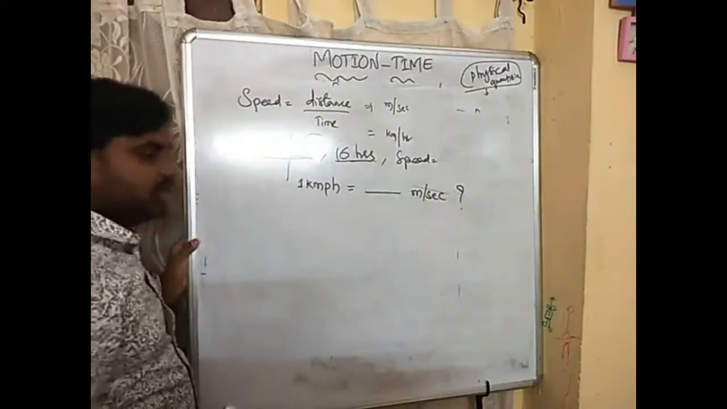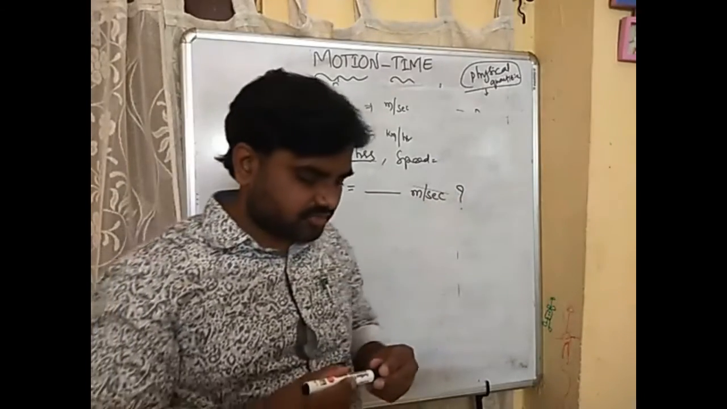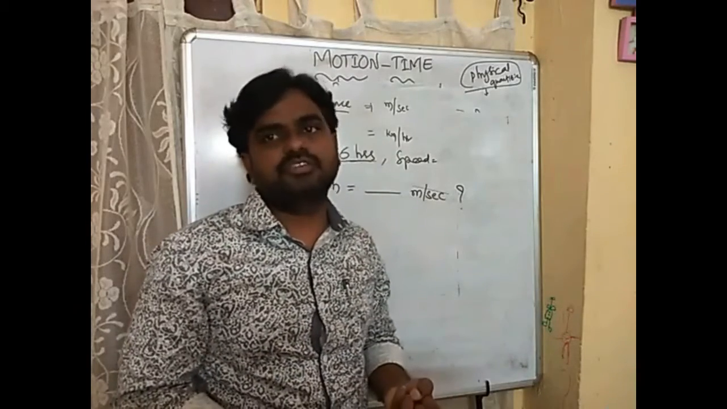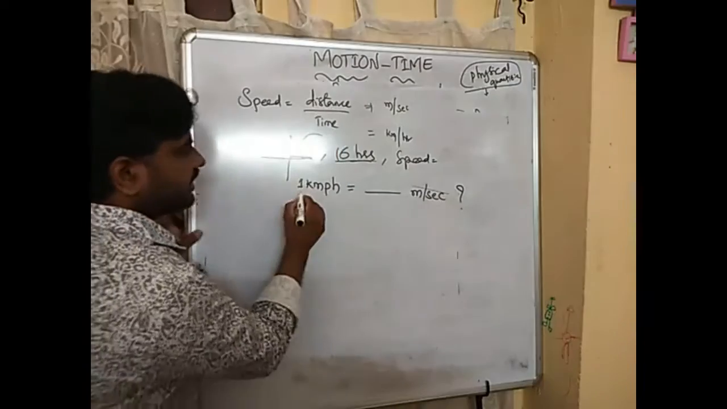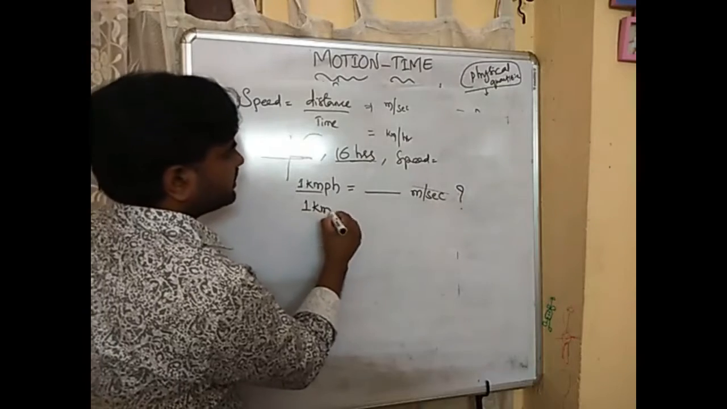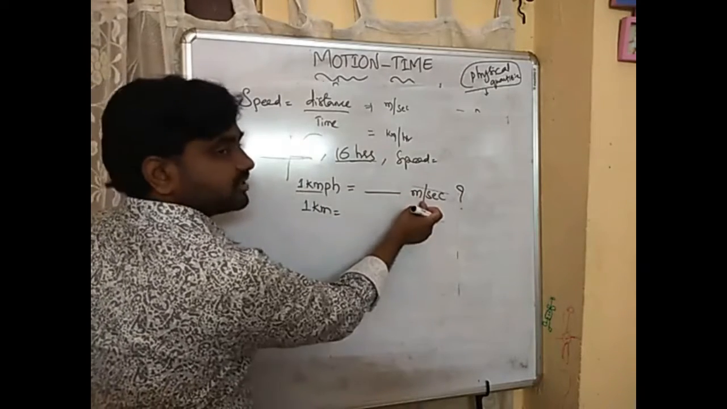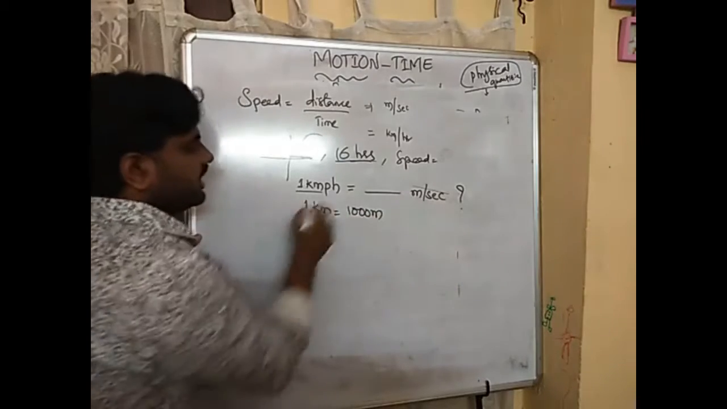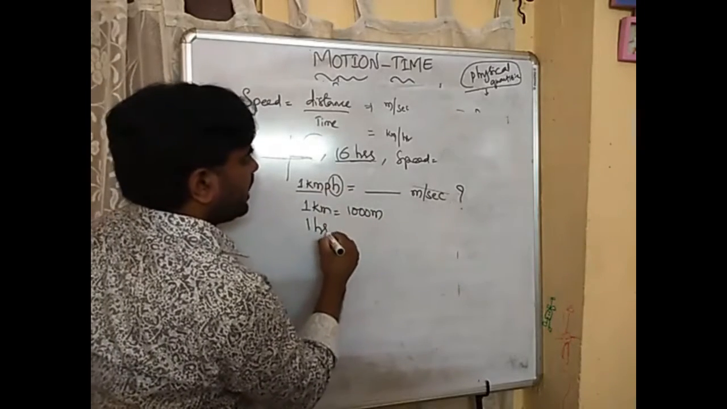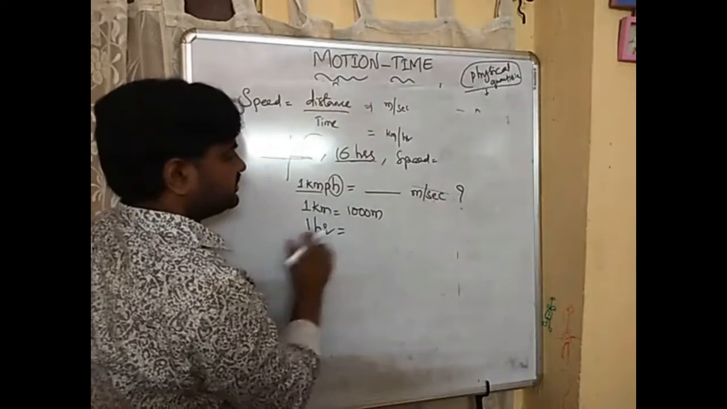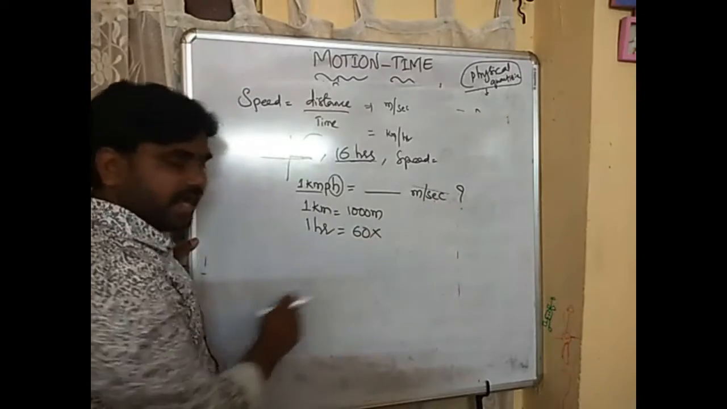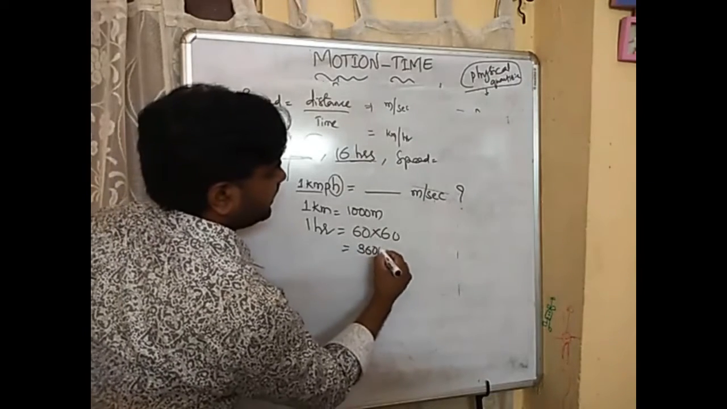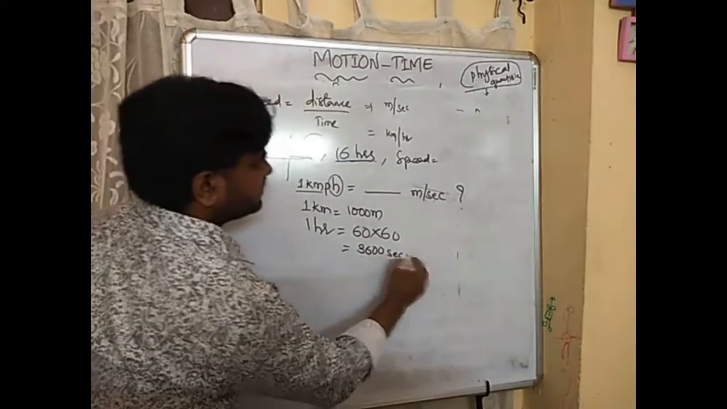This is a basic objective question that comes in your examination, and you may even solve these types of problems in your intermediate physics, isn't it? So first I am converting 1 kilometer into meters. As you know the basic answer, 1 kilometer is equal to 1000 meters, and 1 hour is equal to how many seconds? 1 hour is equal to 60 minutes, and 1 minute is equal to 60 seconds. That means the total value will become 3600 seconds, isn't it?